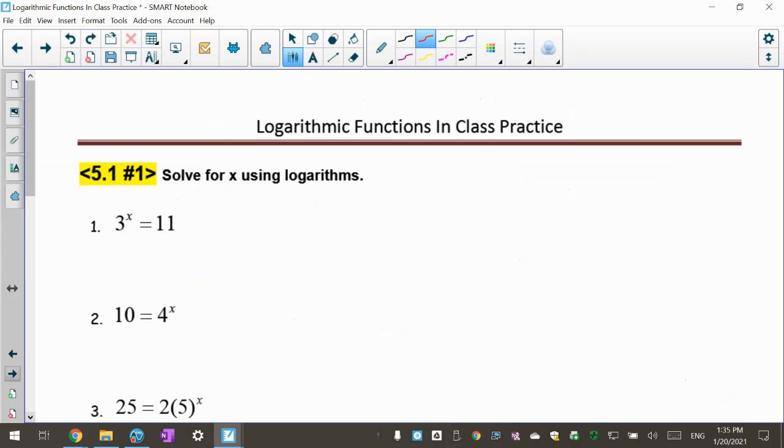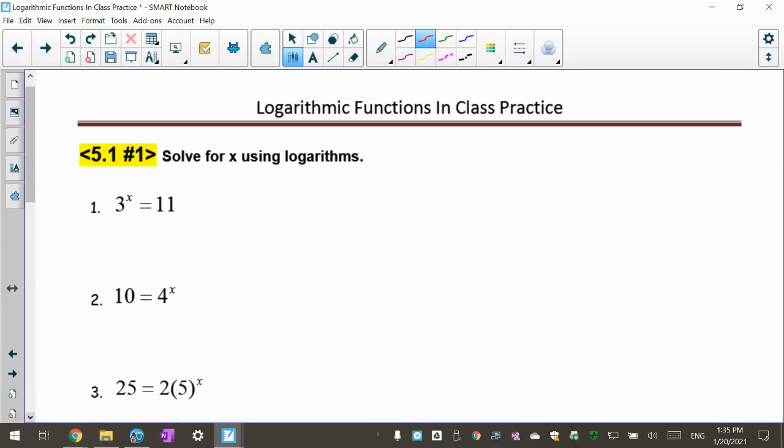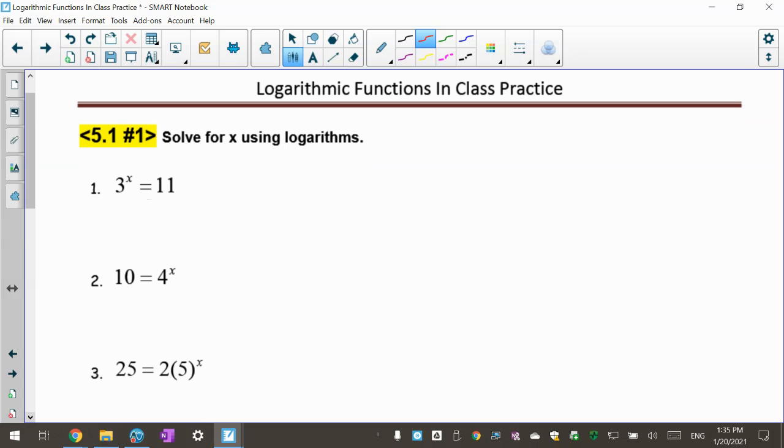So in class, this is the first in-class practice, and we're going to solve these equations, and there's 8 of them on this page, but I'm only going to do 7. So I'm going to start out simple. I have 3 to the x equals 11.